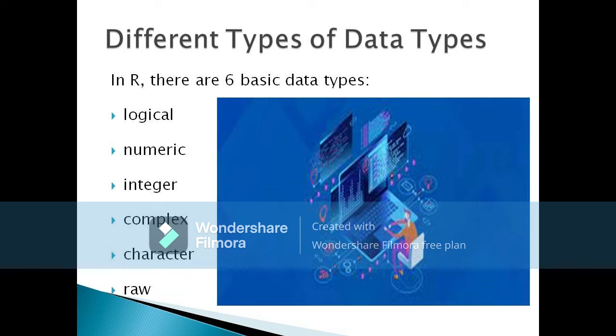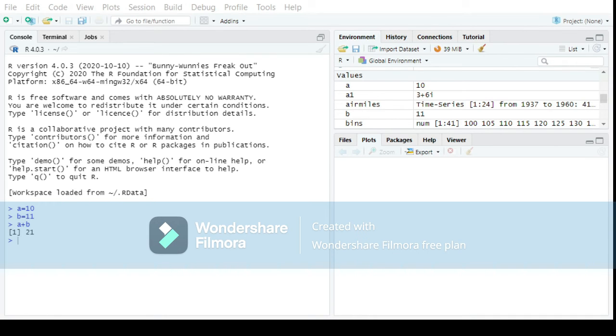Now first comes the logical data type. The logical data type in R is also known as the Boolean data type, right? A Boolean value can have only two values, either true or false. For example, on the screen, I'll be writing an example over here where Boolean 1 is the variable we are taking, right?